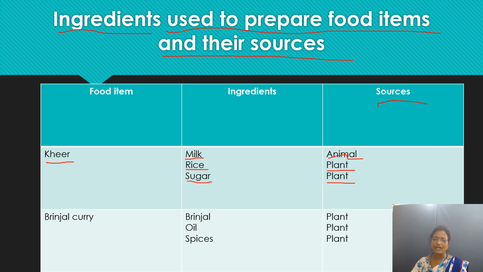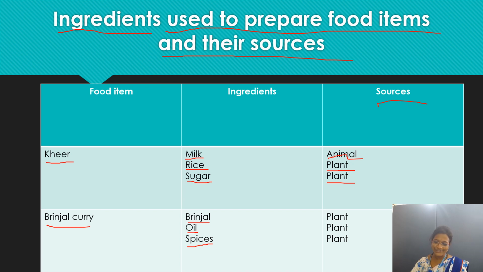Fine. Now one more food item we will take, that is brinjal curry. To prepare this brinjal curry, what are the ingredients we need? We obviously need brinjal, we need oil, and even we need spices. So brinjal, do we get it from a plant or an animal?